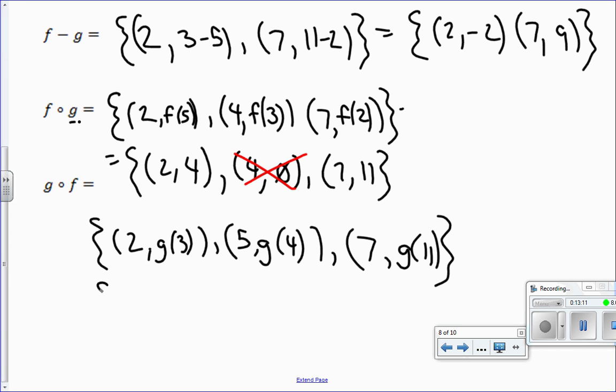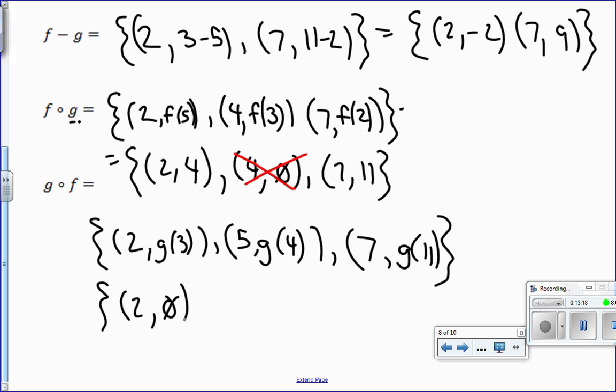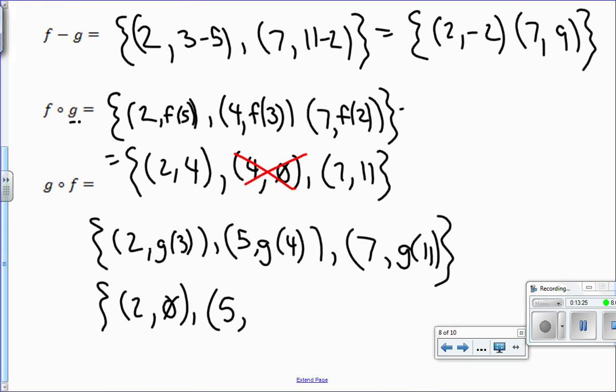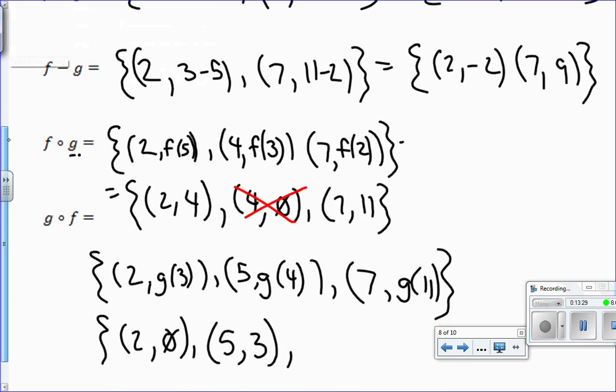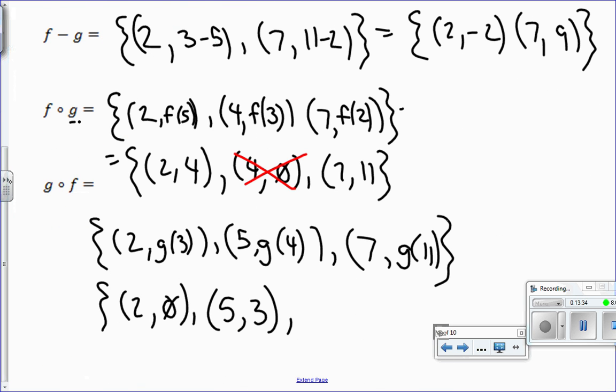So just plugging these into the g function, when 3 goes into g, there is no output, so that's the null set. So 5 will be mapped with, let's see, when 4 goes into g, we get 3. And then 7 will be mapped with g of 11, which there is nothing. So we'll have 7 null set again. So we would eliminate these two from our set and say that our function is nothing more than 5 comma 3.